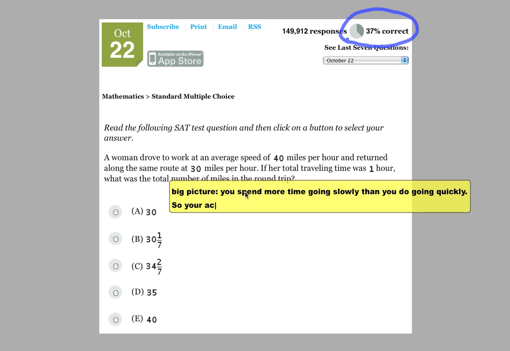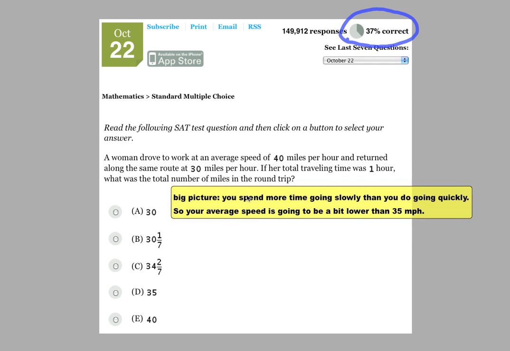And since speed is a function of time, your speed is actually going to be a little bit lower. So your average speed is actually going to be a little bit lower than 35 miles an hour. Okay. So in this case, there's not too much of a difference between 40 miles an hour, 30 miles an hour, so chances are the answer is going to be something a little bit less than 35, so that certainly seems to point towards C, 34 and 2/7. So if you just had to take a quick guess, that would be a really good rationale. If you have time to do the actual math, then here's how you do it.